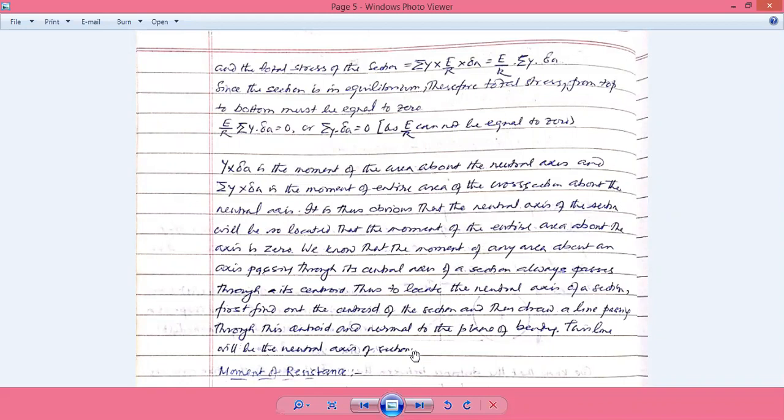Now, to know the neutral axis, before everything we have to find out the centroid of the section. Then we can safely find out the neutral axis of the section, because the normal to the bending plane of this section is our neutral axis under consideration. So you have to calculate the bending stress itself.